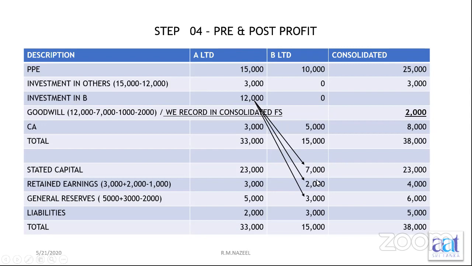Right? Same. But this 2,000, see, I have given the working. Parent 3,000, subsidiary 2,000. We removed the 1,000. Why did we remove it? This is the pre-profit taken to the goodwill calculation. So therefore, the consolidated retained earning is 4,000. Similarly, for the general reserve, parent is 5, subsidiary is 3, out of which pre is 2,000. Therefore, it's 6,000.